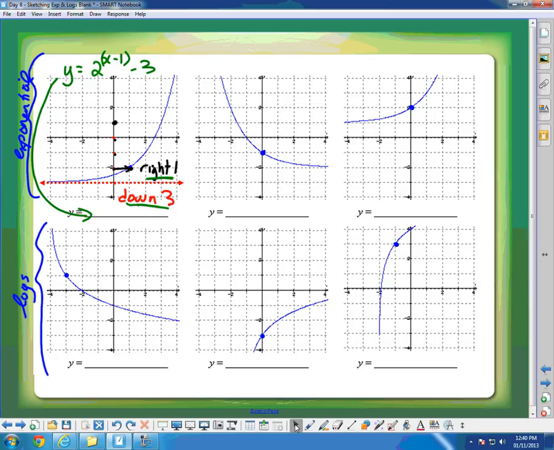So then the other exponential functions right here and right here, you assume that it's y equals 2 to the x. We're just going to pretend that all of our graphs are 2 to the x, not 3 to the x or 4 to the x. And then you figure out where your asymptote is to know if it moves up or down, and then where your reference point is to see if it moves left or right.